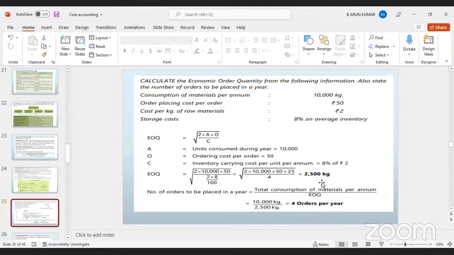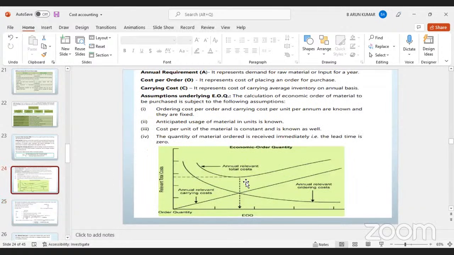How many kgs are there for an order? 2,500 kgs came. And what they are asking, this is the EOQ. It means at this stage we are not getting any loss or any profit. This is the economic order quantity. We are using the ultimate source regarding the order and storage.